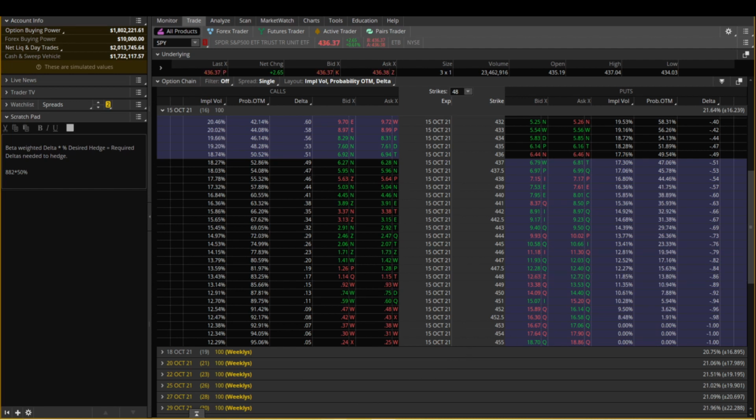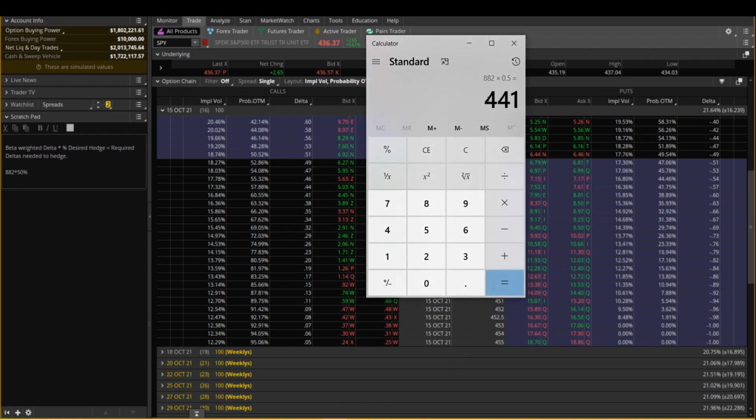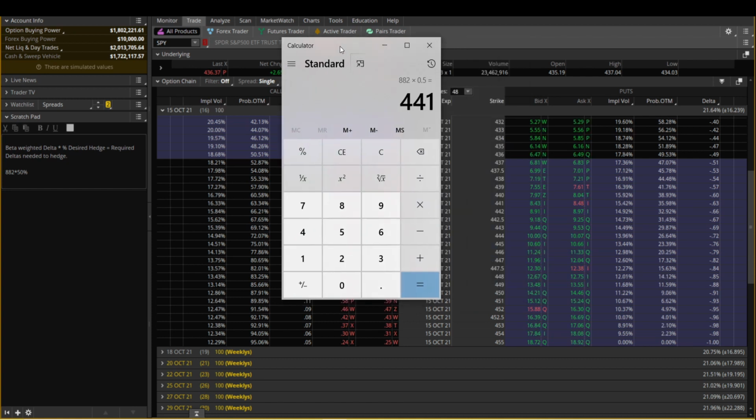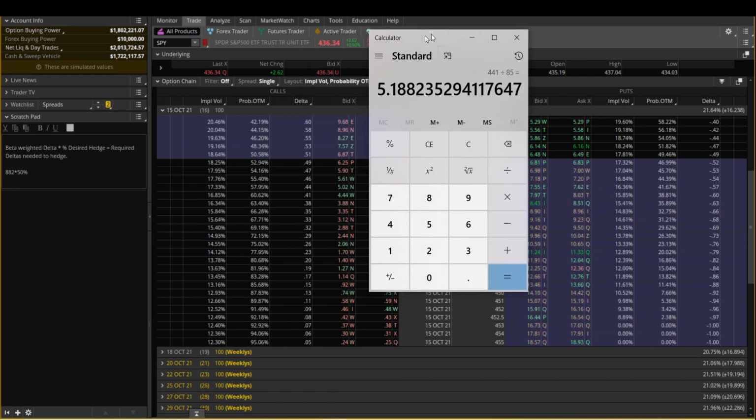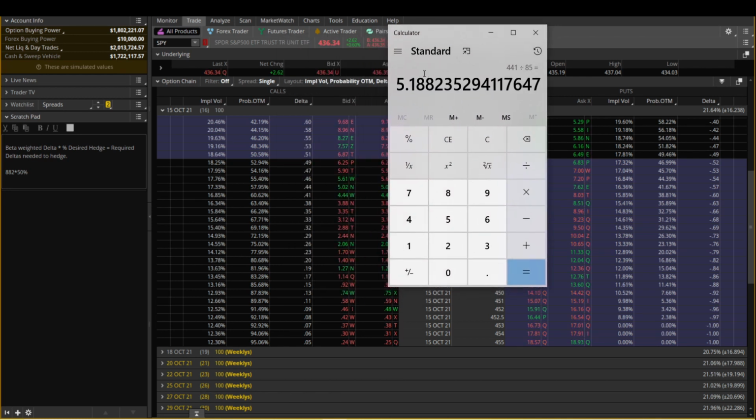So what we want to do, if we need 441 deltas, we can just divide that number by 85. And that means that we need to buy 5 puts. So 5 puts will hedge this account, or roughly 50% of this account. 5 puts will hedge it for the next 16 days.